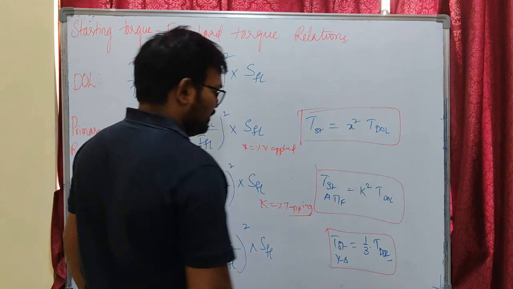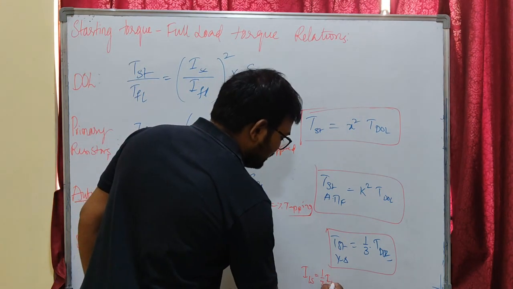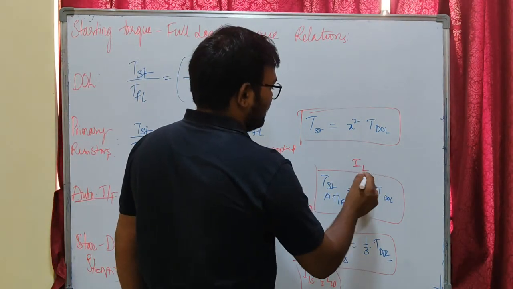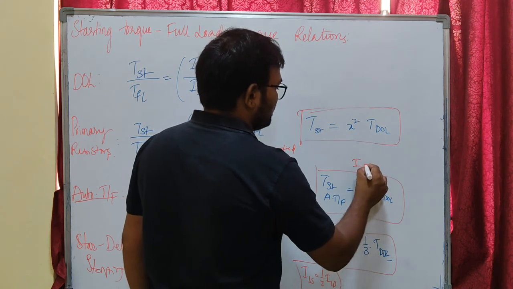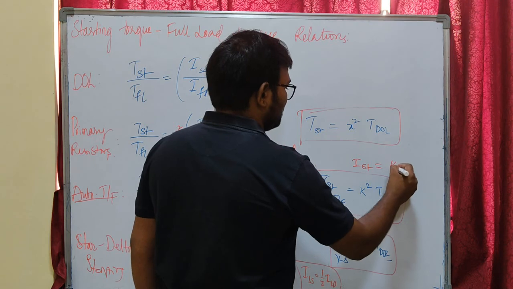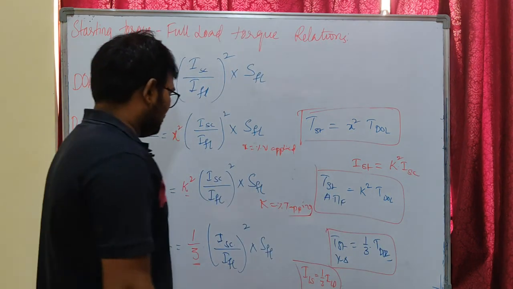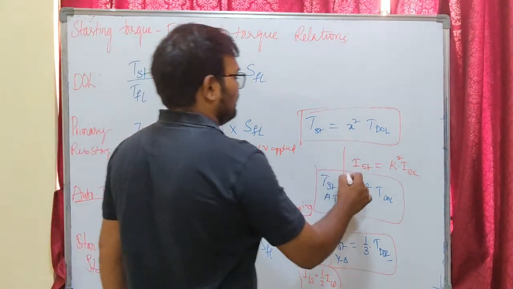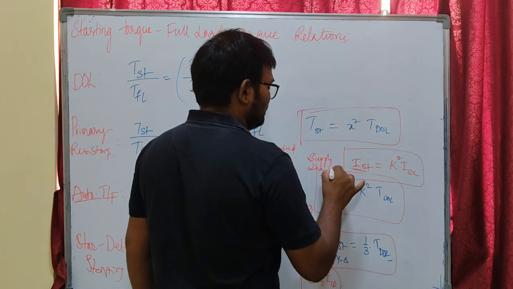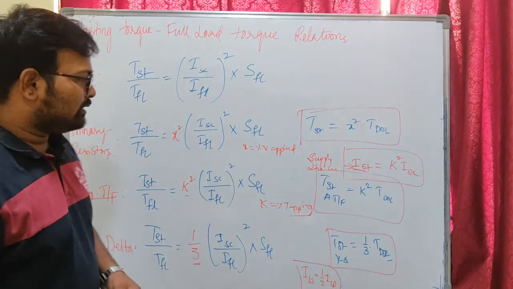You can see the line current in star is equal to 1 by 3 times the line current in delta, in star delta connection. And here the primary supply line current, that is my starting current, equals K square times my ISC in auto transformer starting. This is my supply line current. IST is nothing but my supply line current, equal to K square times ISC. So these are the things to remember.